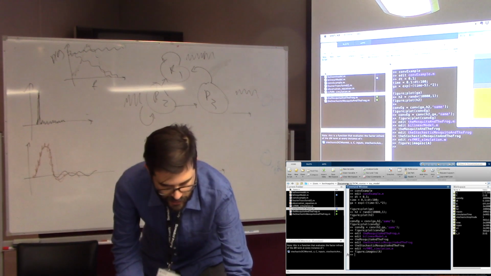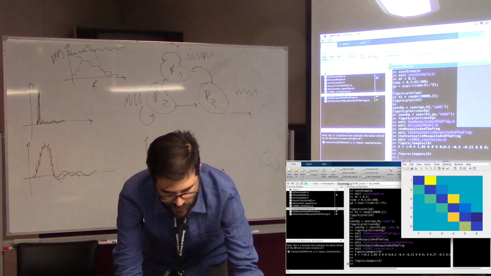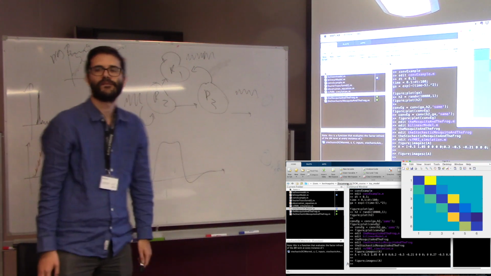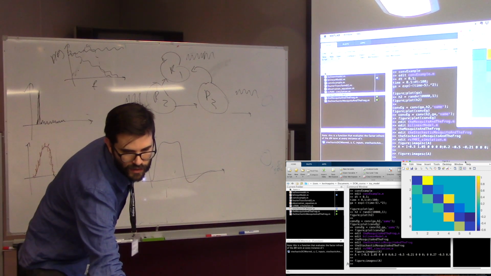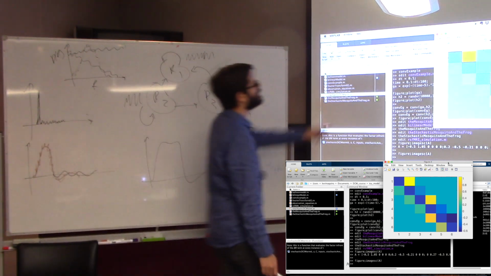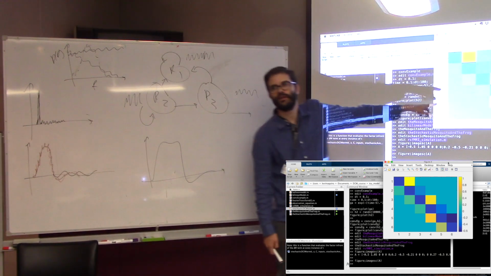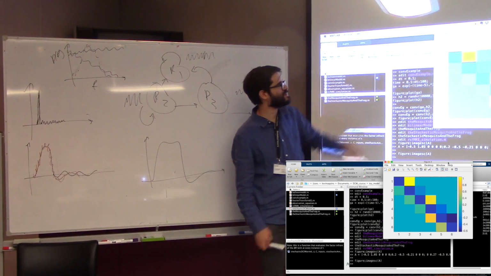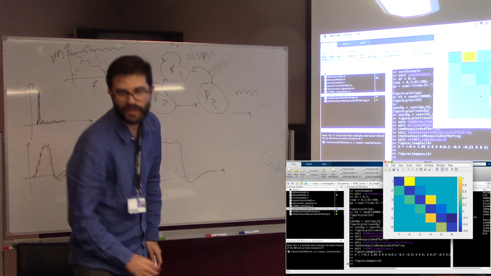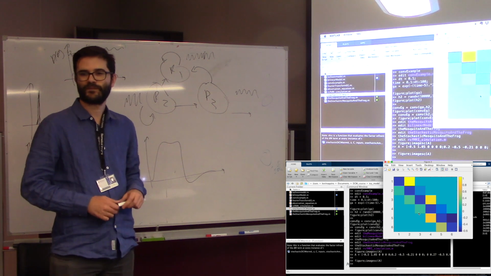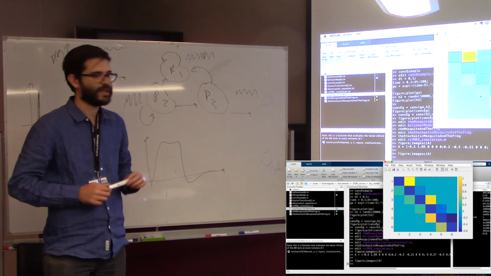That's the wrong A. Okay, color bar in. Oh yeah, these are the diagonal, they're all negative, which means decay. The ones off the diagonal mean the cross-coupling between regions, which is what the diagram has.